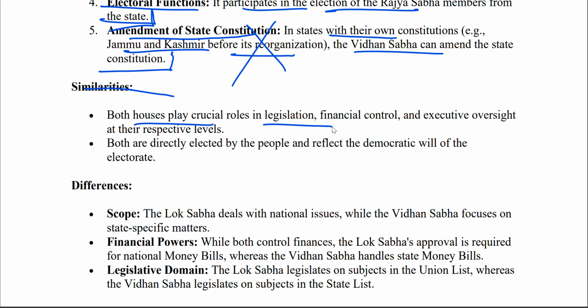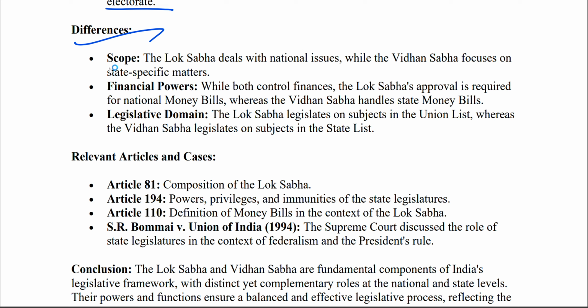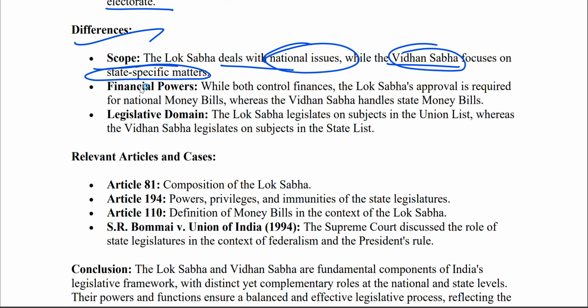Similarities: both the houses play a crucial role in legislation, financial control and executive oversight at their respective levels. Both are directly elected by the people and reflect the democratic will of the electorate. What are the differences? Now the scope. The Lok Sabha deals with the national issues, whereas the Vidhan Sabha deals with the state-specific matters. Right? The Lok Sabha is having the national issues, whereas the Vidhan Sabha focuses on the state-specific matters.